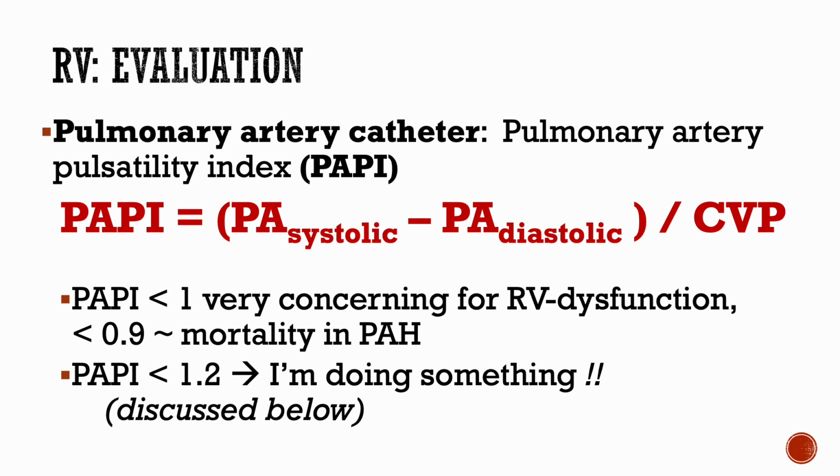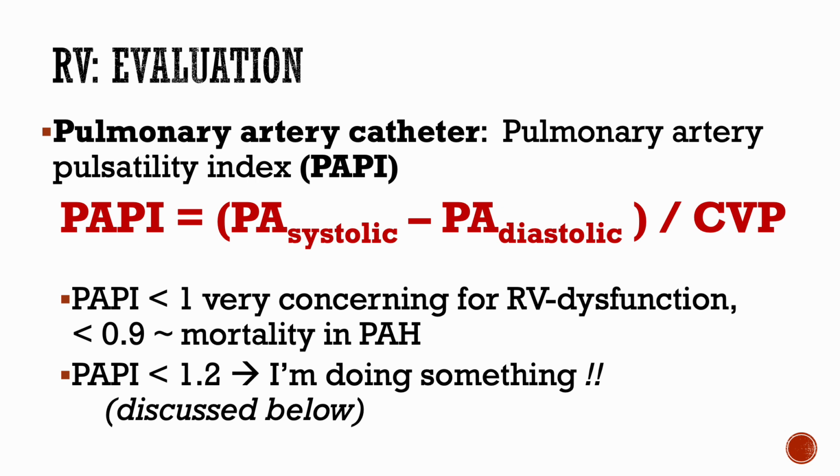So does this make sense? An RV that is failing is not going to pump blood very effectively. So the CVP is going to be higher in an RV that's failing, and that's a higher denominator, so that's going to make this number smaller. Things that will make this number smaller are a higher CVP, which makes sense if your ventricle is failing, and also, if your ventricle is failing, it's not going to be able to generate a systolic pressure that's very much higher than the diastolic. So you might see something like 30/20 with a CVP of 15, and that would be terrible, because 30 minus 20 is 10, and 10/15 is way less than 1.